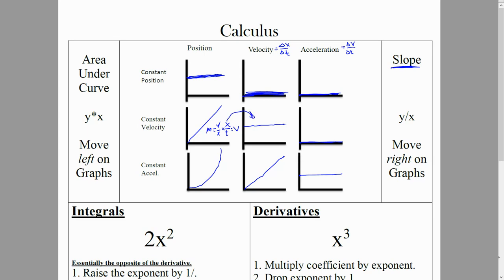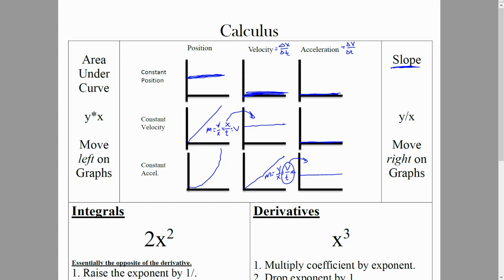So when we look at the velocity time graph, we can say the slope of this is going to be y over x again also. What's on the y-axis of the velocity graph? It's the velocity. What's on the x-axis of that graph? Well, all of the x-axes on here are time. What is velocity divided by time? Yep, you guessed it. It is the acceleration, or the graph to the right. So when we talk about the slope, we're moving right on the graphs.